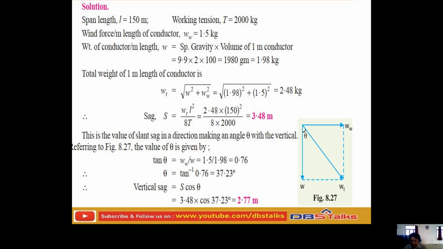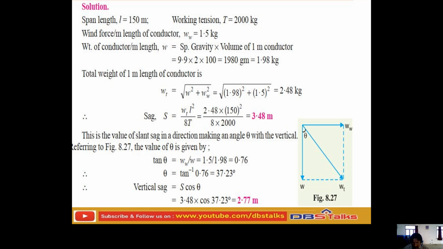Now we have to calculate the sag. Sag is equal to omega_T L squared by 8T, where omega_T is the total weight of the conductor. So 2.48 into 150 squared divided by 8 into 2000. We are getting the sag is equal to 3.48 meters. Right? Look at the phasor diagram.